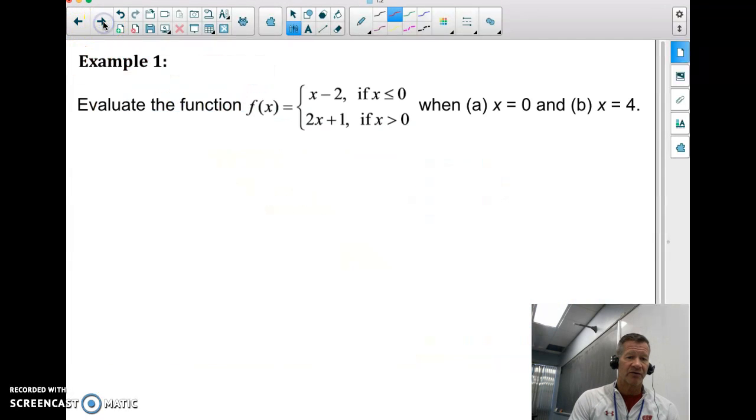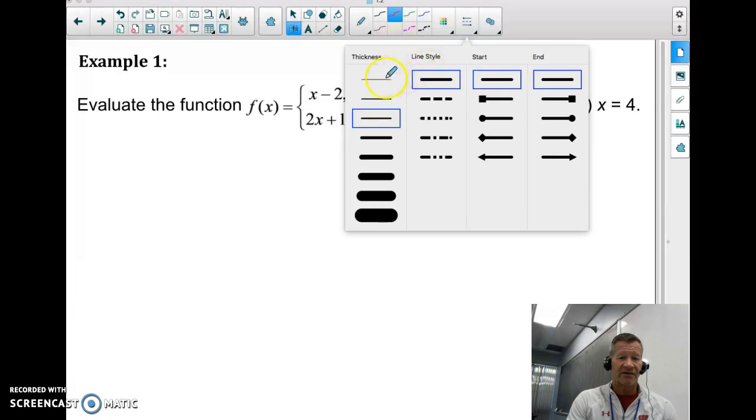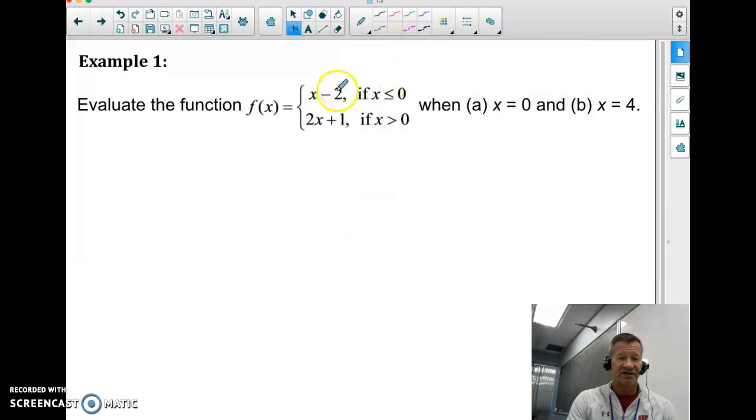Let's do an example where we're evaluating. So the problem here asks us to evaluate the function f of x equals x minus 2, where x is less than or equal to 0, and 2x plus 1 when x is greater than 0, for two different values. First, what about when x is 0? Well, we know that if x is 0, that means we can plug 0 in place of x. Question is where? Do I plug it in there, or do I plug it in here? Well, it all depends on these domains here.